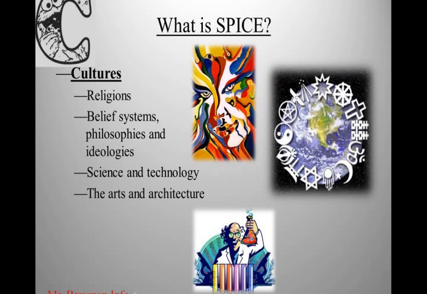Cultures. C stands for cultures, and cookies. That's things like religions, belief systems like philosophies and ideology. Capitalism is a belief system. Communism is a belief system. Science and technology is a part of culture, telephones or armor or things like that. And then the arts and architecture. And we've looked a lot at monumental architecture in our second project this year.